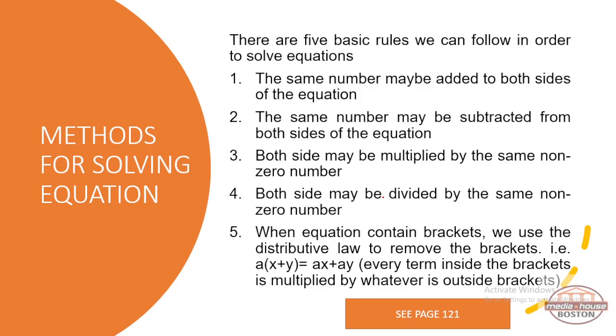And if the number is positive, then we follow the second rule, which says that the same number may be subtracted from both sides of the equation. Where it's adding, once we subtract it, they're going to cancel each other and we are left with only the one on the other side. And then the third one says that both sides may be multiplied by the same number, but not a number that is 0. So we cannot use 0, we can only use numbers that are above 0 or below 0, which are our integers, the negatives.